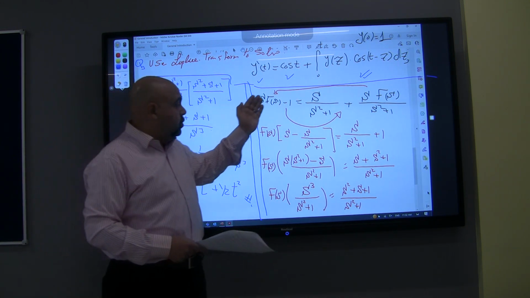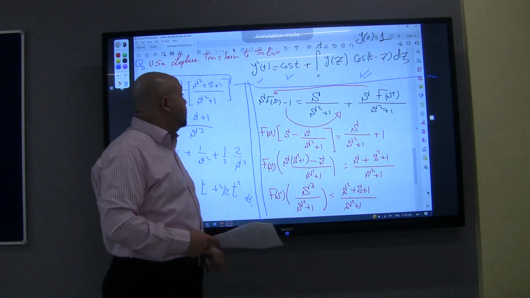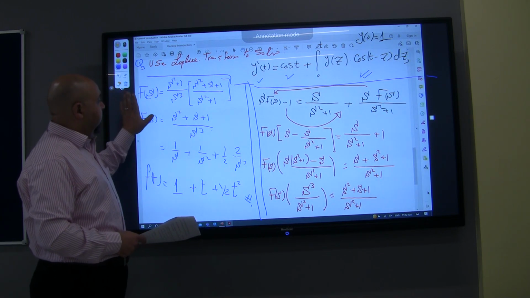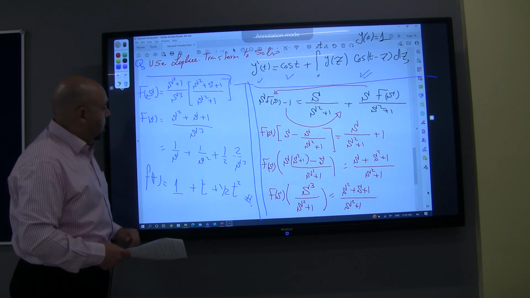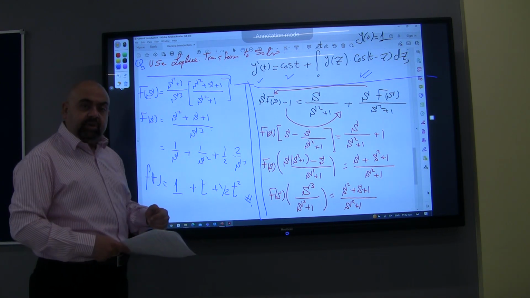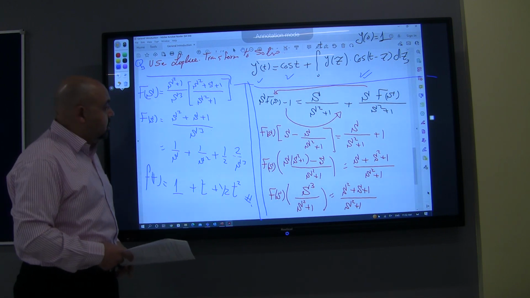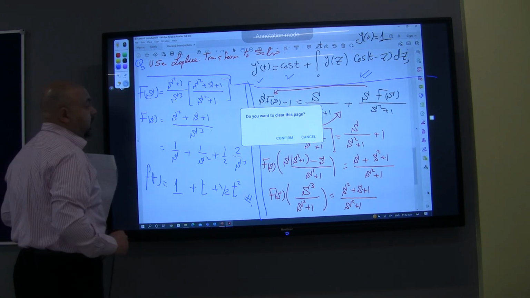Then once you try to simplify this part, of course you will have a grade for this. Once you try to separate F of s, the unknown function, on one side and the remaining s variables on the other side, you will gain another grade. And once you succeed in getting the inverse, you will get the full grade. Okay?